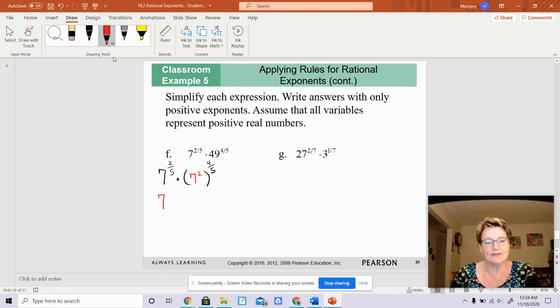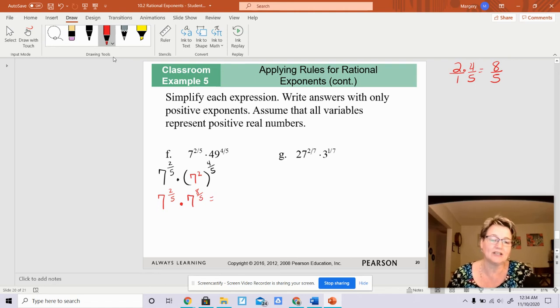Now I have 7 to the 2/5 times, now this is a power raised to a power. So you're going to multiply the exponents. So 2 times 4/5, you get 8/5. Now you have a multiplication of powers, which means you're going to add the exponents. Sorry, you're going to multiply powers, which means you add the exponents.